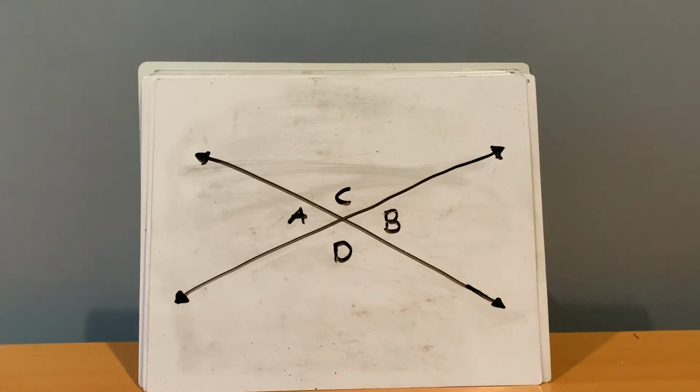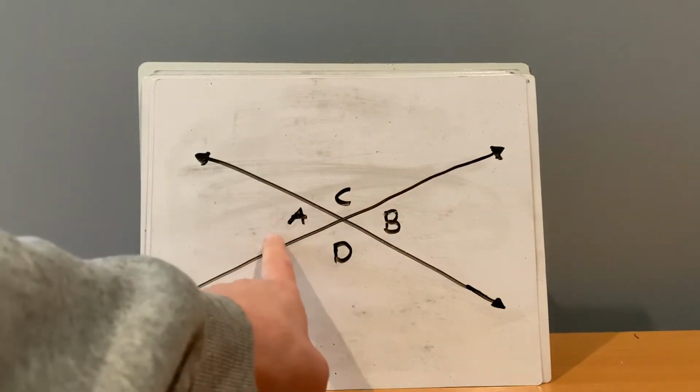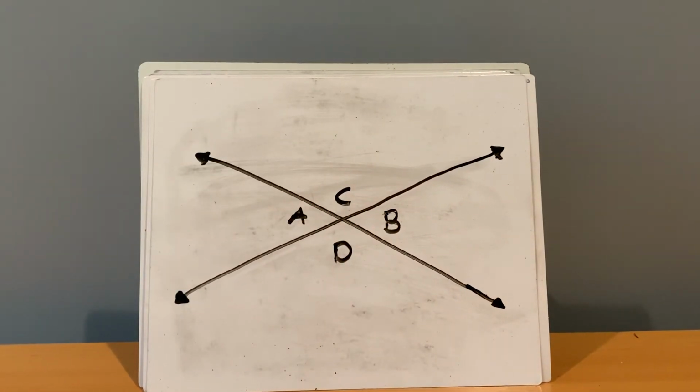Now, when we look at this, when two lines cross, four angles are formed. The pair of opposite angles are called vertical angles. So these are vertical angles. C and D are vertical, and A and B are vertical. Vertical angles have the same measure, or their angles are equal. So angle A and B are a pair, angle C and D are a pair. Now, those measures equal the same.